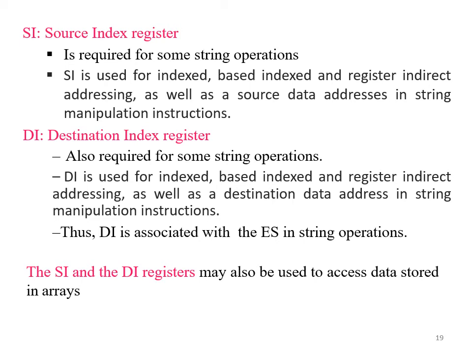And DI, or destination index register, is also required for some string operations. When string operations are performed, the DI register points to the memory location which is addressed by the ES register. So both SI and DI are associated with the extra segment in string operations. And both of these index registers may also be used to access data stored in arrays.